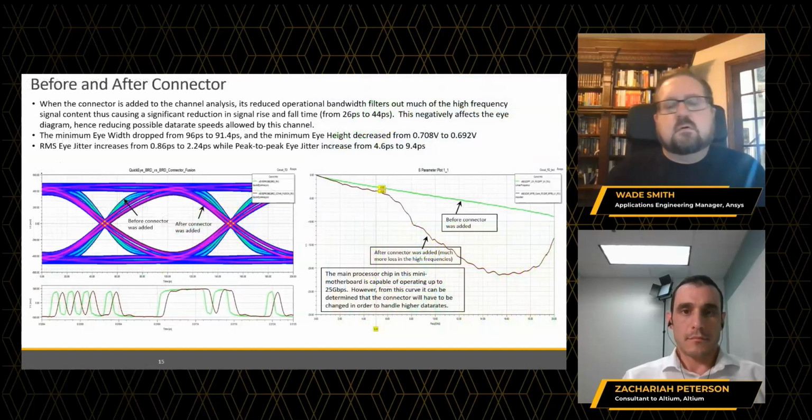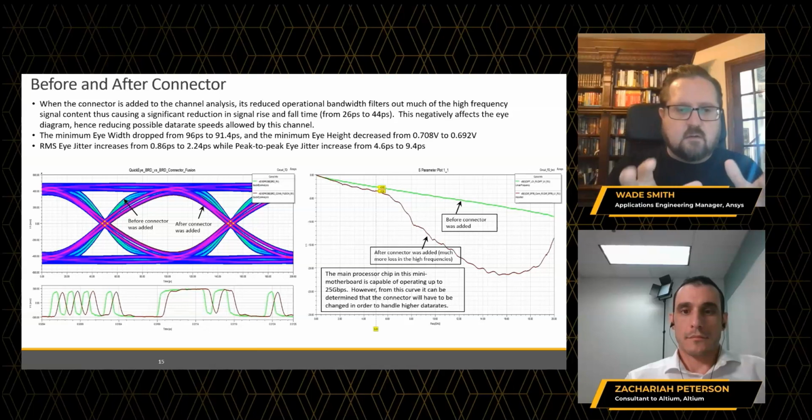And in doing so, we can see that after adding the connector, we get a large filter out in the S parameter insertion loss, as can be seen on the right-hand plot. And as we look at the left-hand plot, you can see with the pinkish, purplish color eye diagram, quite a bit of that higher order harmonic was filtered out, hence smearing the eye diagram, which increases the jitter quite substantially.